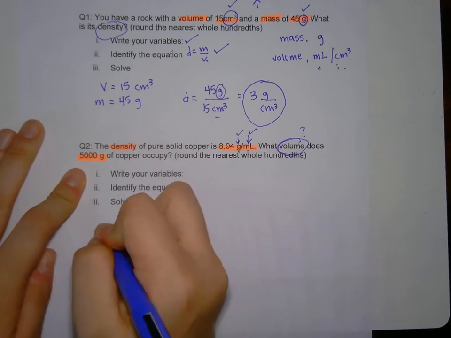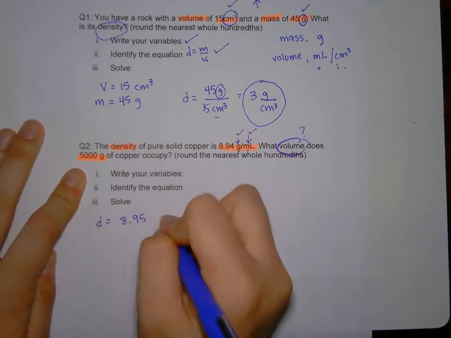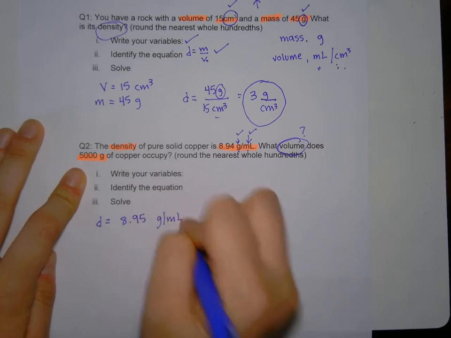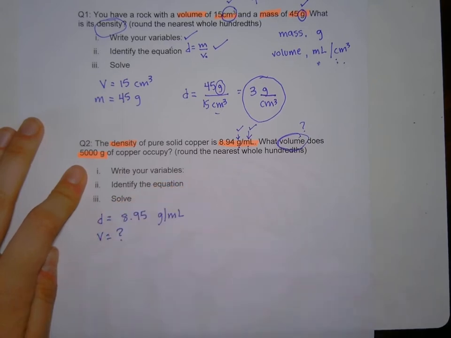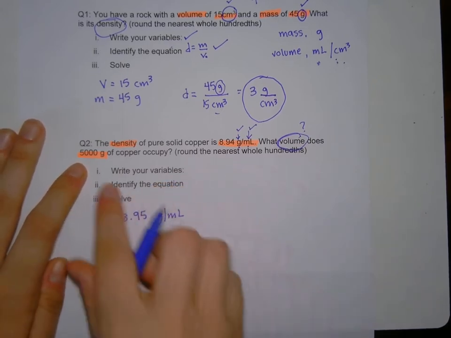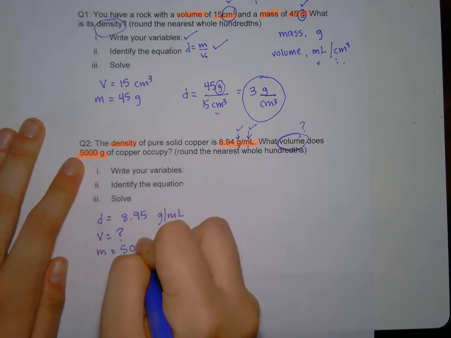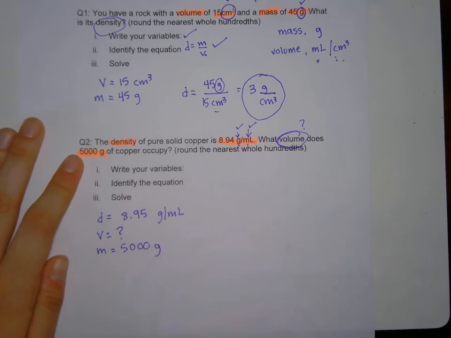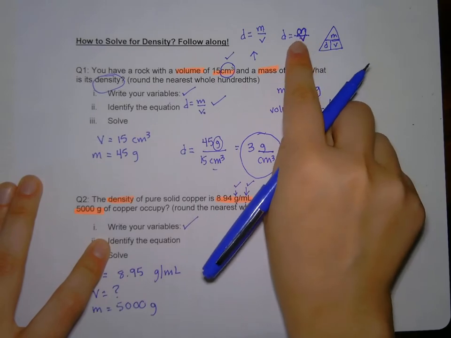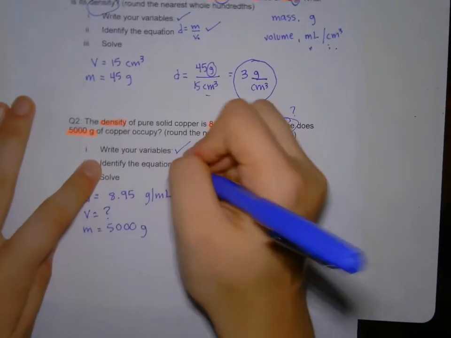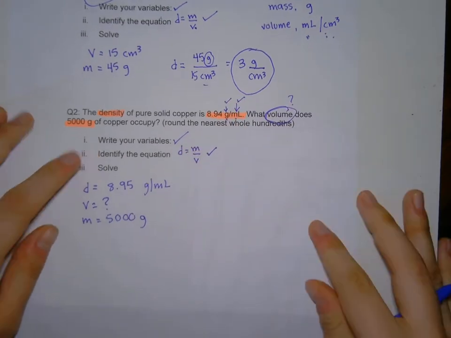Okay, so density is equal to 8.94 grams per milliliter. And then I don't know my volume, so that's probably what I'm going to have to find. And my mass is 5,000 grams. Okay, so I wrote out my variables, check that. Identify the equation. Alright, so it's my broken heart equation, or density is equal to mass over volume. So write it again. Mass over volume. Check, did it. And now I'm going to solve it.